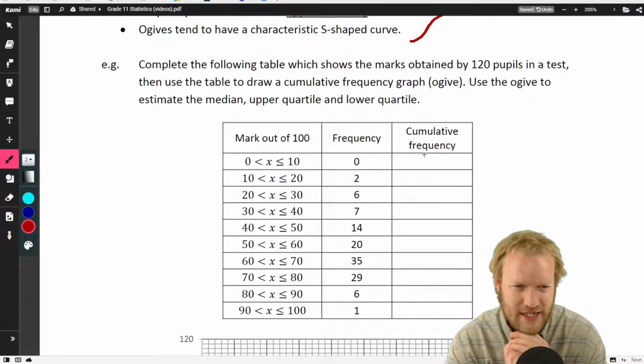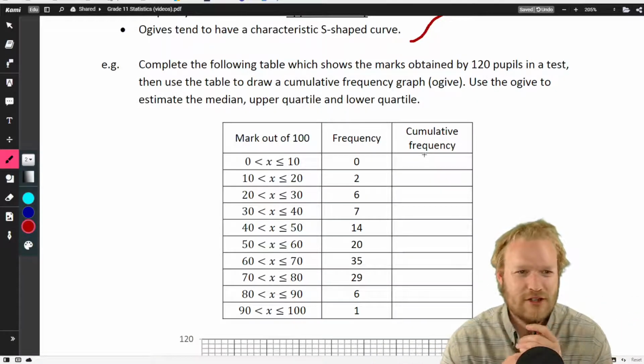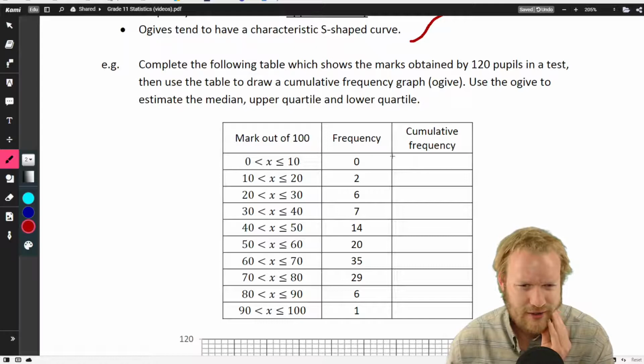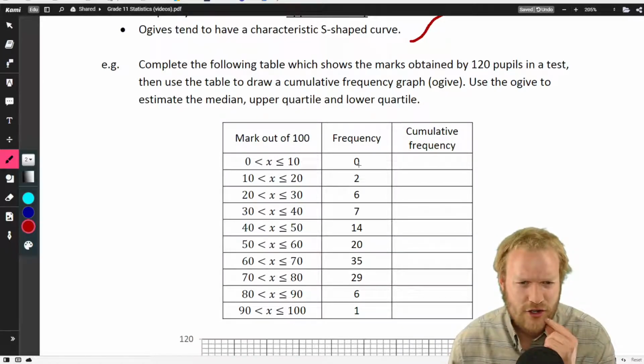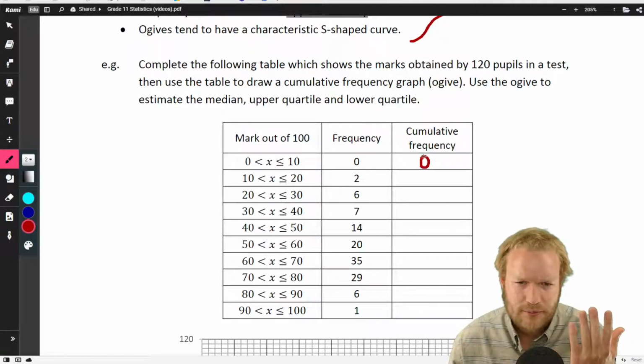120 pupils write a test. They get somewhere between 0% and 100%. Right, makes sense so far. And we're going to draw a cumulative frequency graph. So between 0 and 10, nobody got between 0 and 10. Excellent. So far, up to 10, how many people have we had? Well, we haven't had anyone.